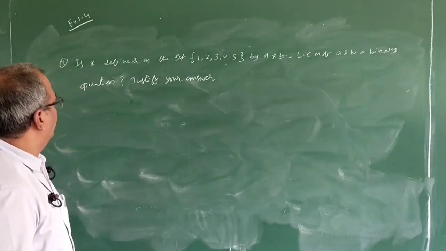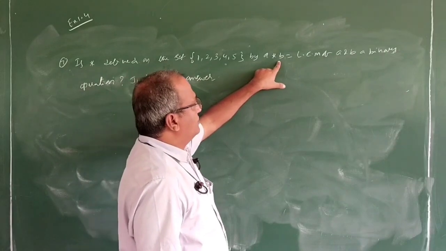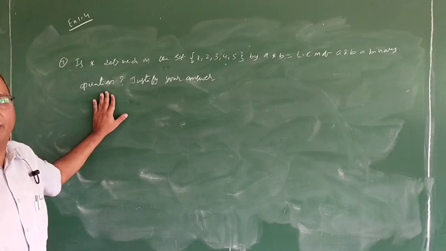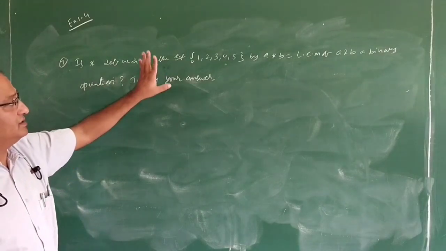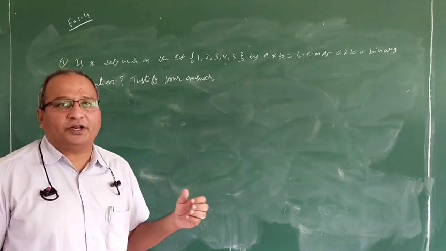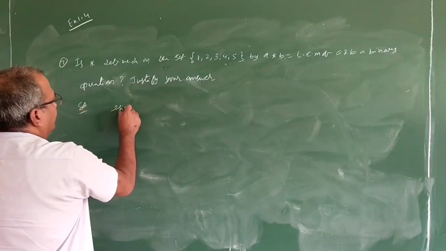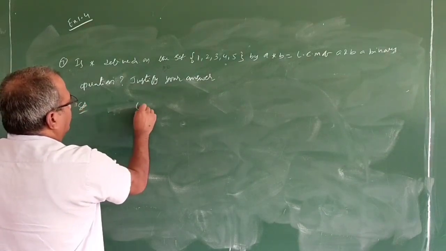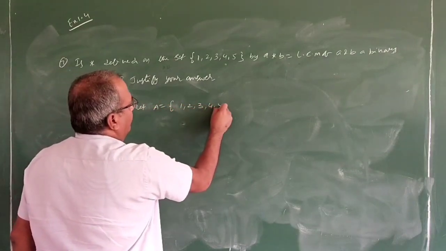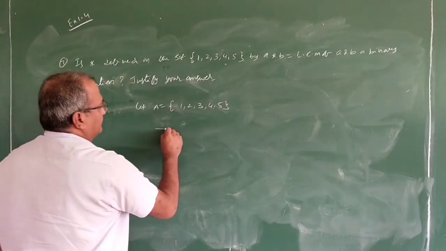See problem number 7. Star is defined on a set, A star B is equal to LCM of A and B, a binary operation. Like the previous problem, but here on a set. Whenever the set is given, we go with the operation table. Solution: let A be the set {1, 2, 3, 4, 5}. Next, we draw the table for star.